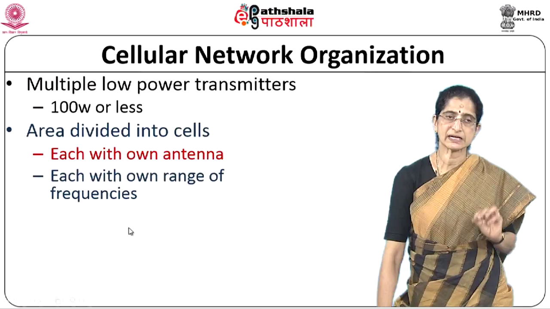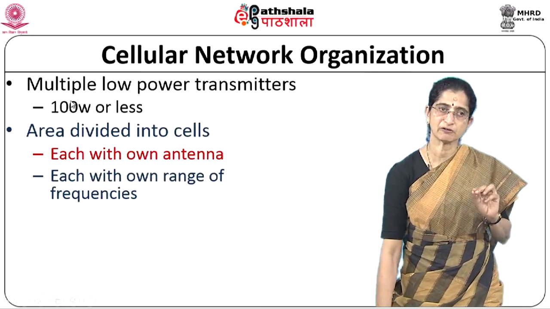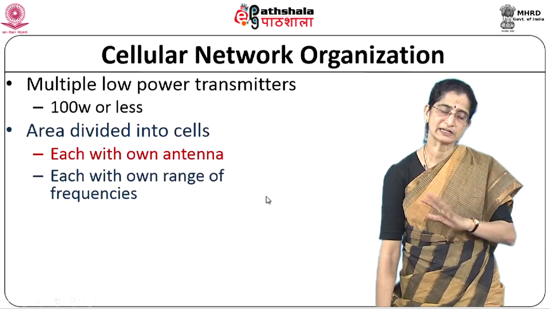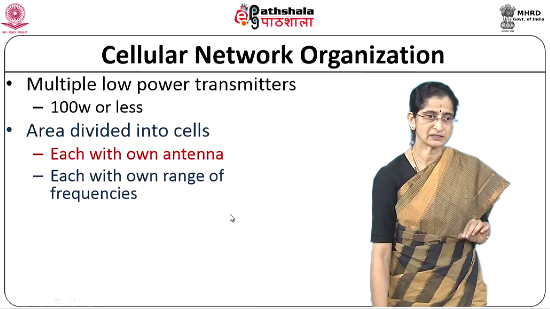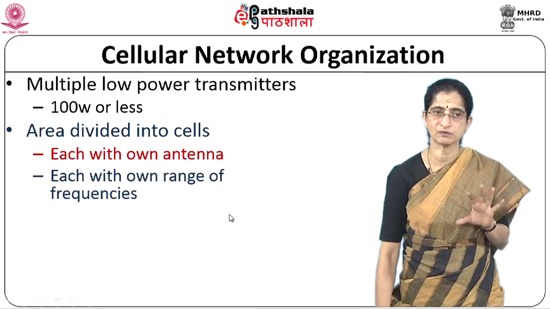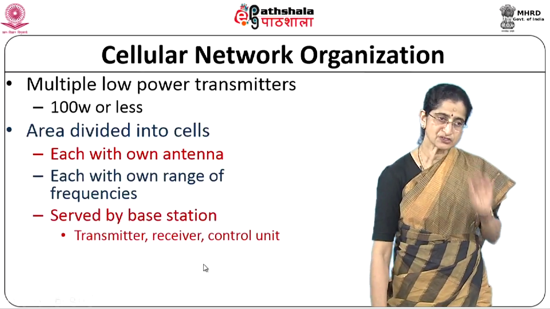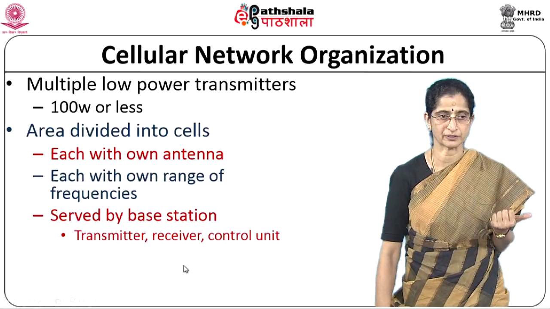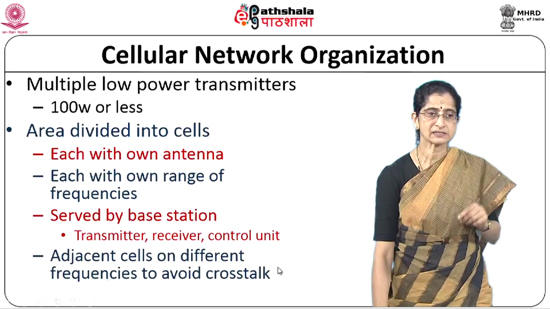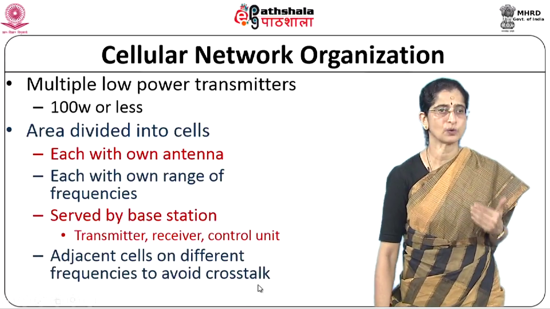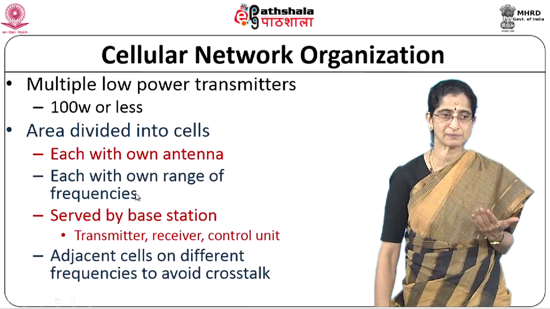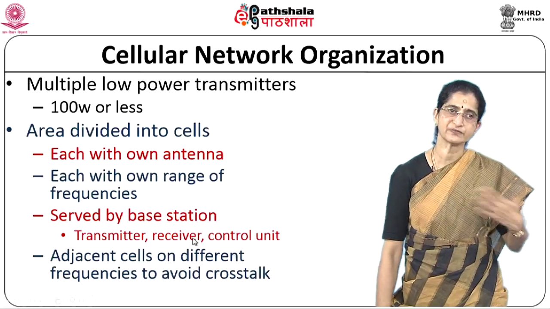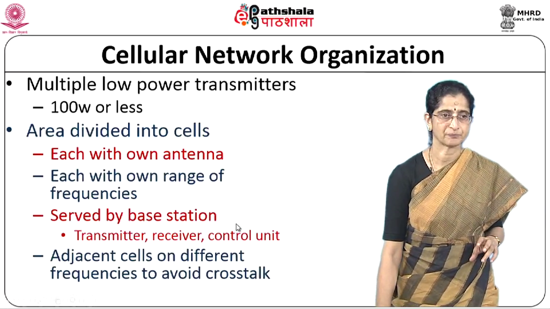So the basic idea in a cellular network is that we have multiple low power transmitters, typically 100 watts or less. The entire area is divided into what are called cells. Each has its own antenna and its own range of frequencies on which it will operate. Each area is served by a base station, which has a transmitter, a receiver, and a control unit. Adjacent cells work on different frequencies in order to avoid crosstalk. Obviously, two adjacent cells cannot use the same set of frequencies because that would result in interference. So this is the basic idea that is used.